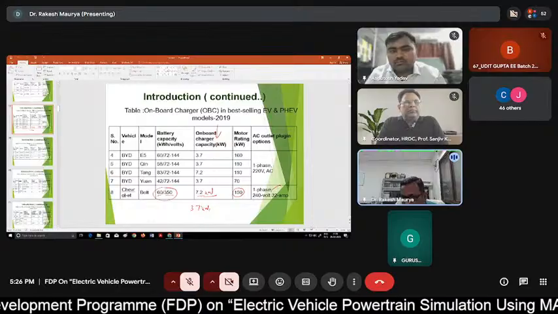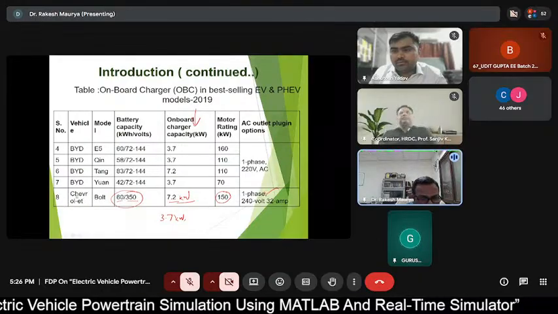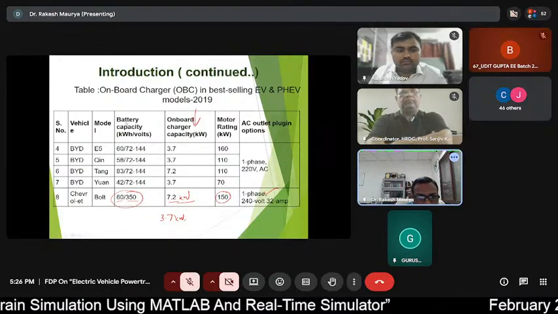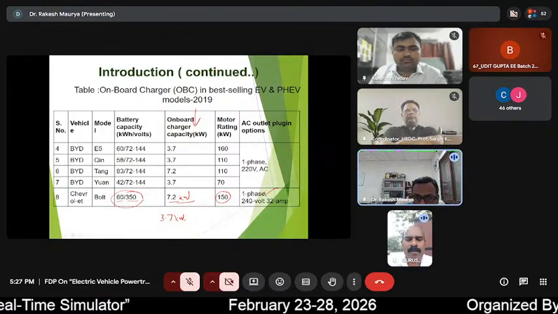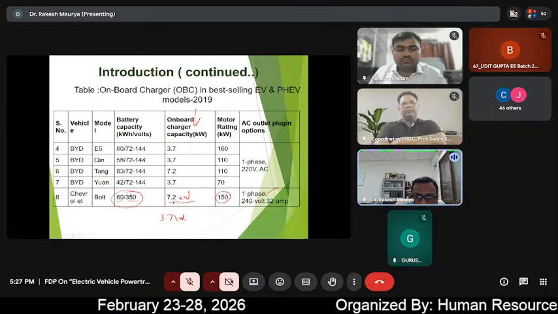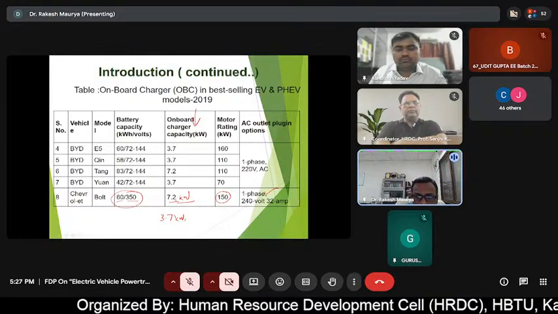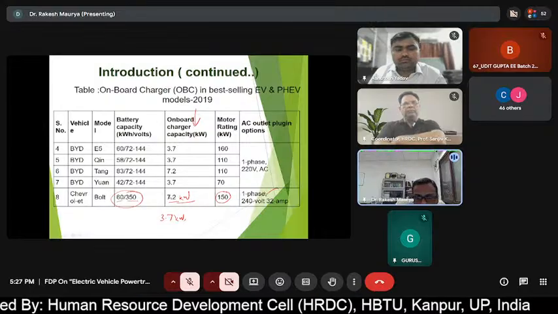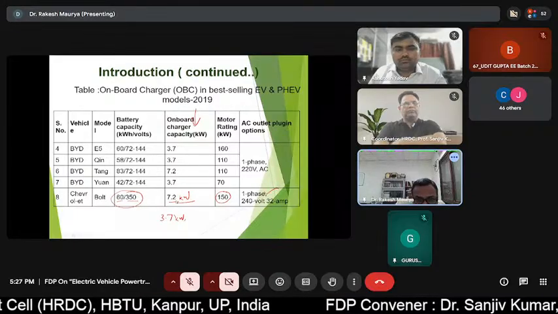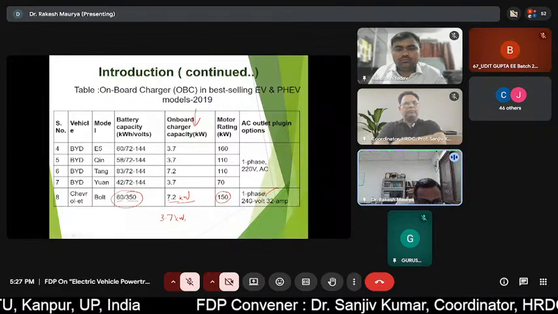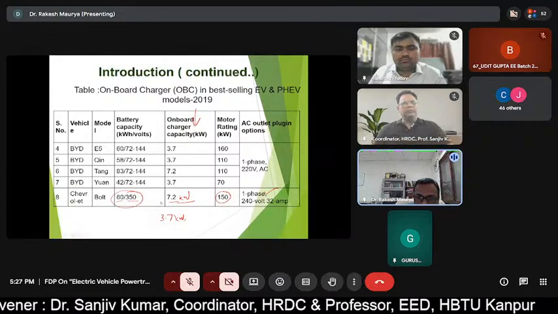See, as per our literature, let me talk about the Chevrolet Bolt. Their battery capacity is 60 kilowatt hours and the voltage is 350 volt. Their onboard charger is rated for 7.2 kilowatt. So if you are using the onboard charger, the maximum power which can be used to charge your battery pack is up to 7.2 kilowatt. Agreed, sir? Because if you draw excess power from the battery, your charger will burn.